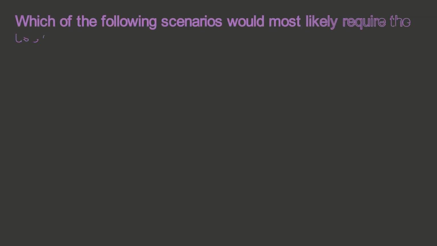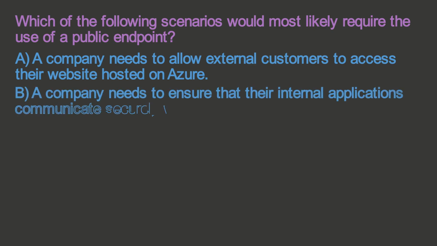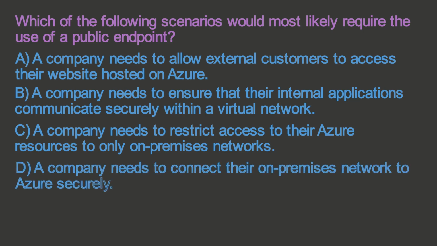Which of the following scenarios would most likely require the use of a public endpoint? A. A company needs to allow external customers to access their website hosted on Azure. B. A company needs to ensure that their internal applications communicate securely within a virtual network. C. A company needs to restrict access to their Azure resources to only on-premises networks. D. A company needs to connect their on-premises network to Azure securely.